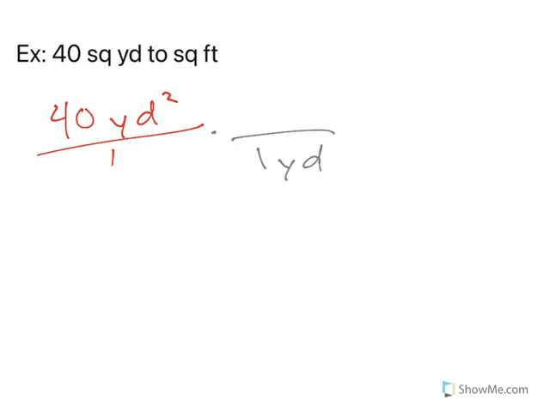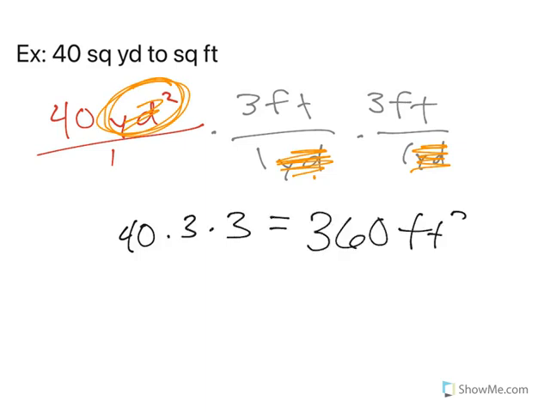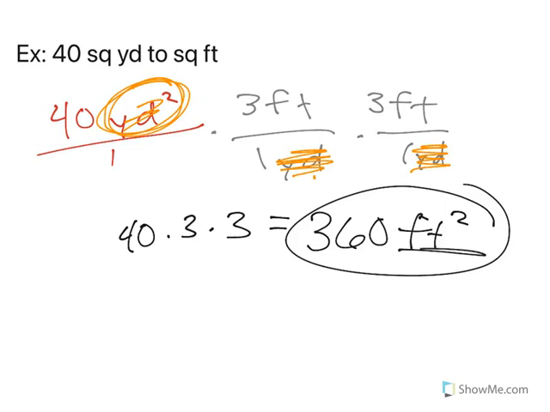40 square yards to square feet. So if I have square yards, I know that 1 yard is 3 feet, but I have to do it twice. Square units means 2 times. So 40 times 3 times 3 gives me 360 feet squared. Make sure your units at the end are also in square units. And that's it.